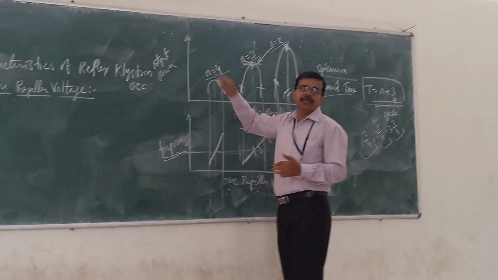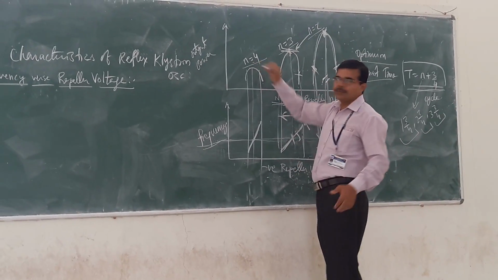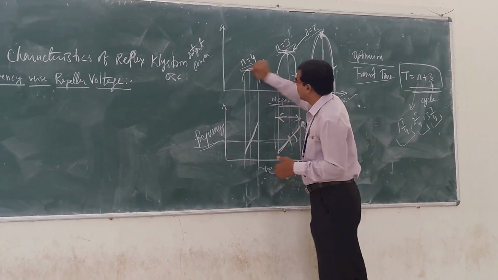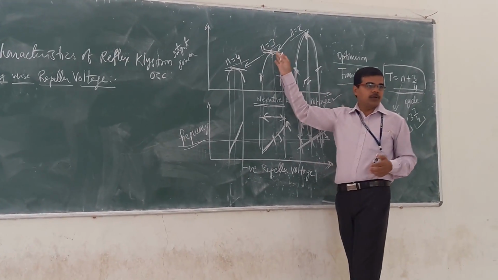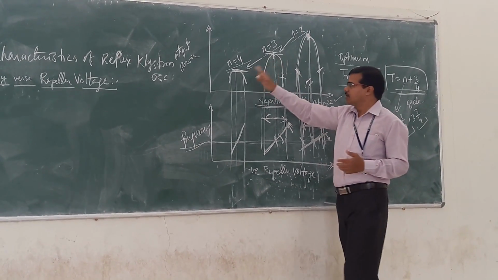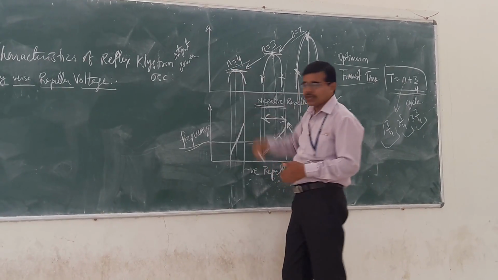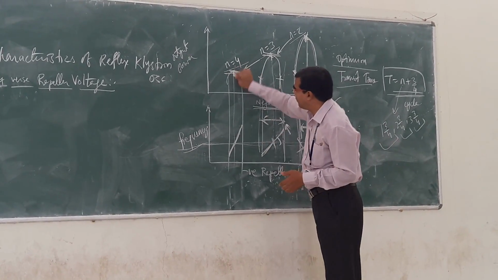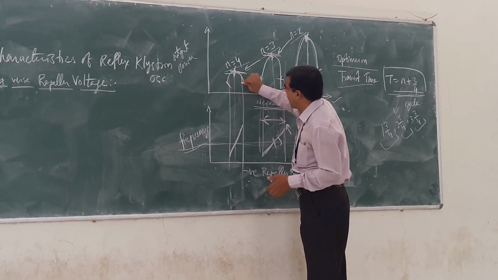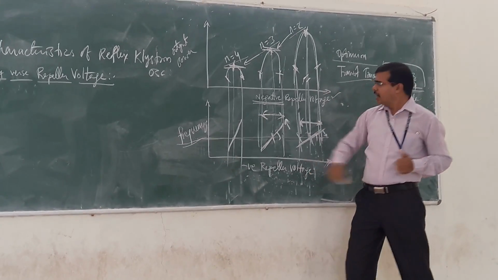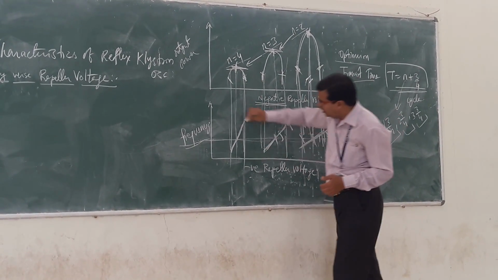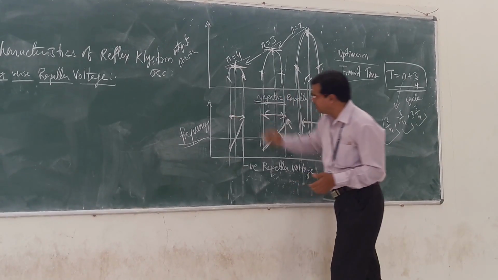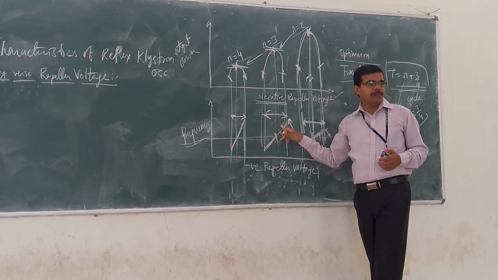Next, when we increase n, n becomes 4. Then the amplitude is again less as compared to when n is equal to 3. Here also we consider different points, one maximum and two others, and we see the corresponding frequency. Here we see the range, and this range is again less as compared to the previous one.